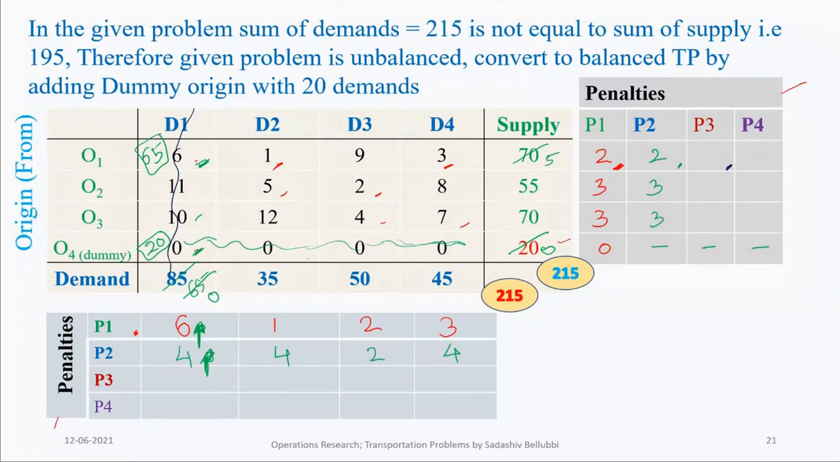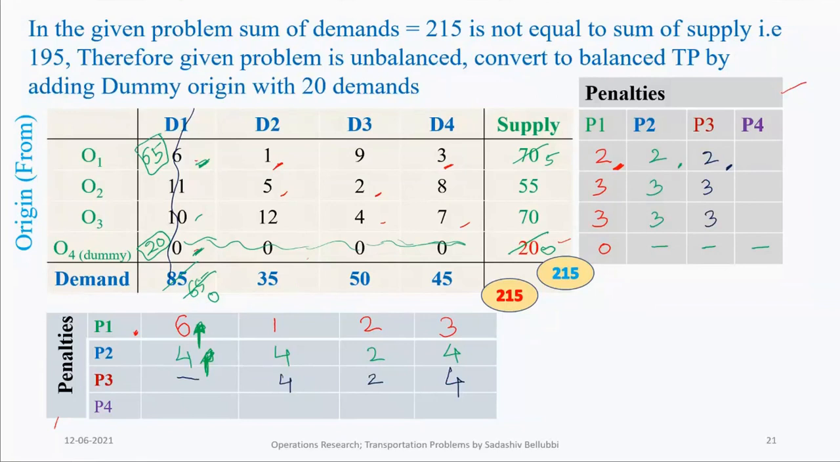D2, D3, D4: 1 and 3 is the minimum, so 2. And in the second row, 5 and 2 is the minimum. In the third row, 4 and 7, again it's a 3. Here it is already satisfied, so there is no need to find it. Next one, 1 and 5 is 4. 2 and 4 is 2. And 3 and 7 is 4. Now out of all the 6 penalties, 4, 2, 4, 2, and double 3.